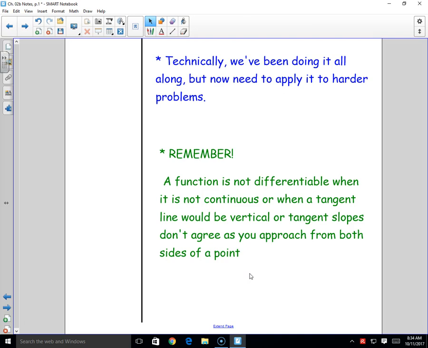Number 7 was problem solving. The connection between continuity and differentiability.